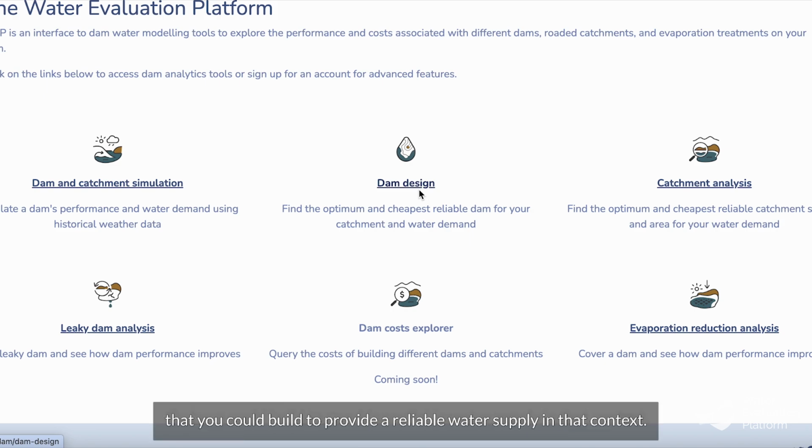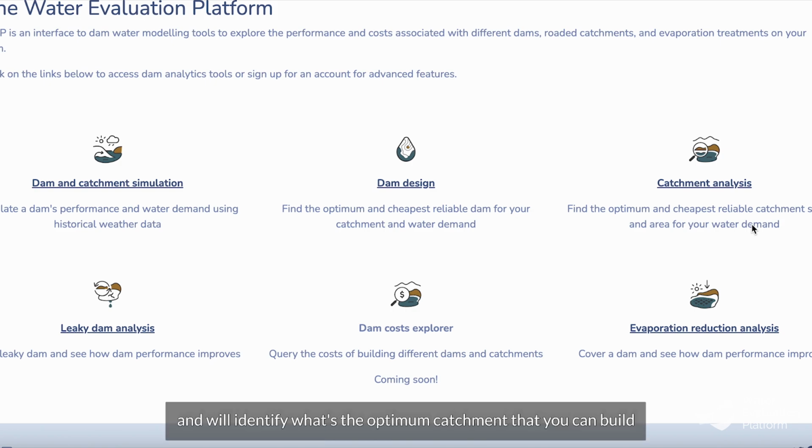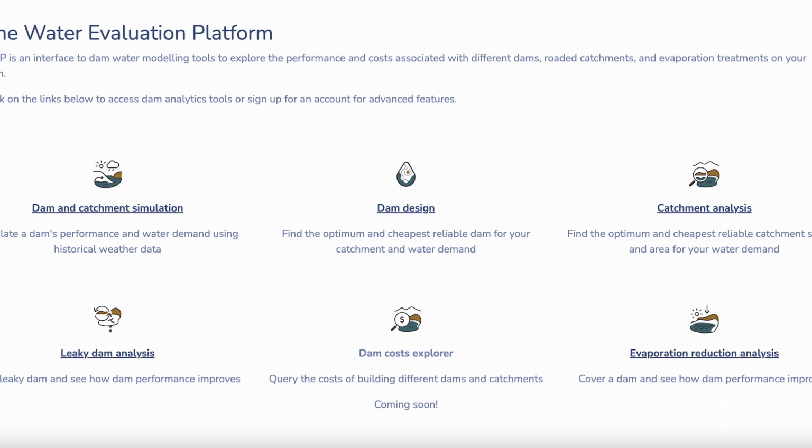The Catchment Analysis tool takes an existing water demand and an existing dam and will identify what's the optimum catchment that you can build to provide a reliable supply of runoff into the dam to meet your demand. The Leaky Dam Analysis and Evaporation Reduction Analysis tools are cost-benefit tools that assess the benefits associated with fixing a leaky dam or putting evaporation reduction covers on the dam.